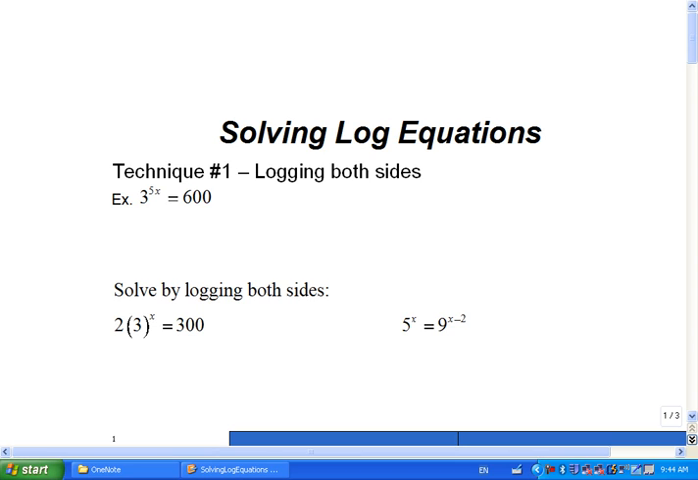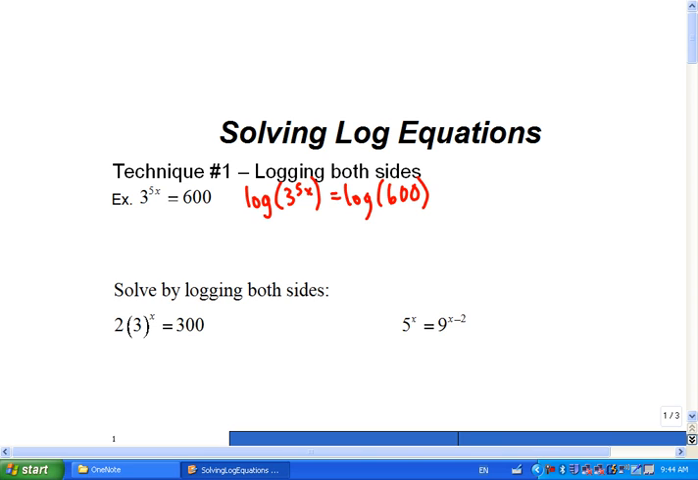So sometimes you have an exponential situation like this where you're trying to solve, and there's no common base between 3 and 600, so we couldn't rewrite it. So what we'll do instead is we'll log both sides of this. So it will be rewritten as log of 3 to the 5x equals log of 600.